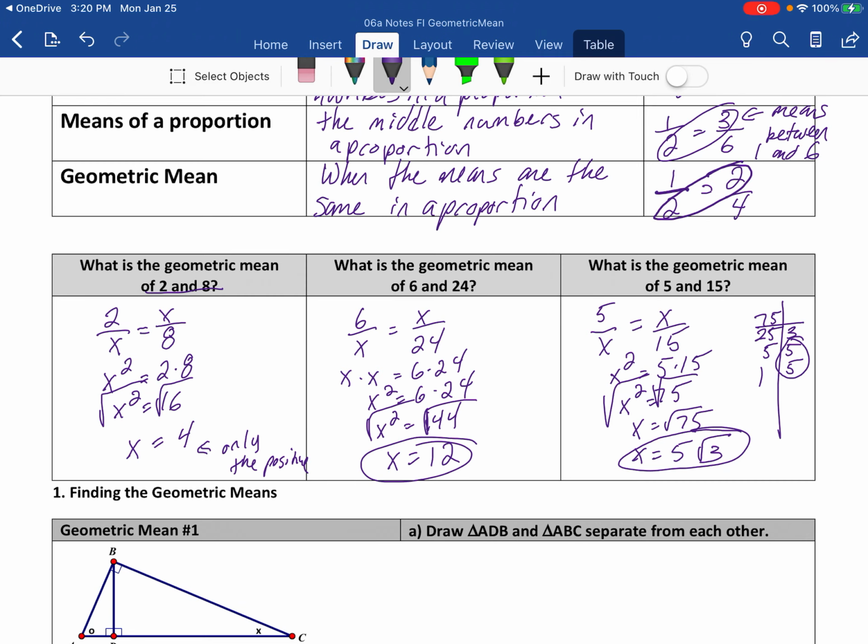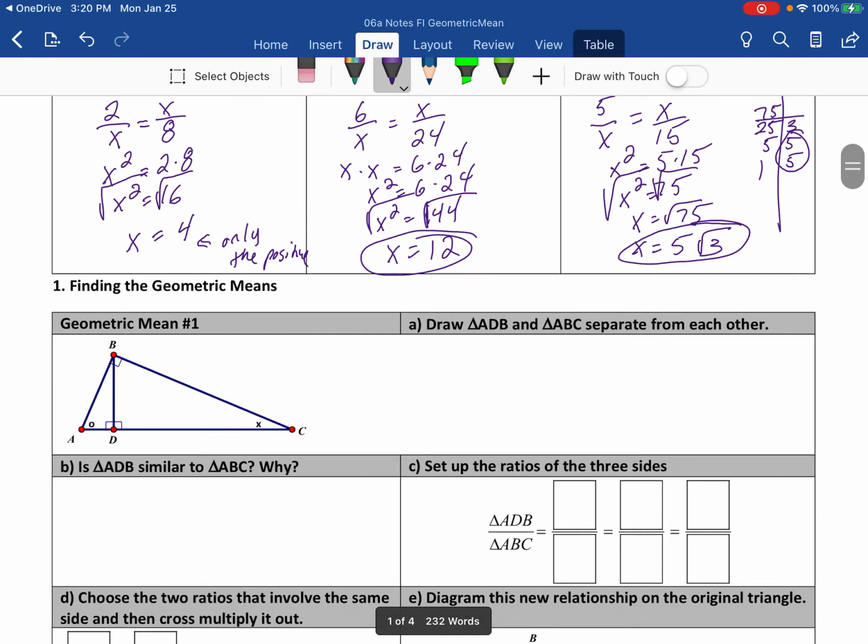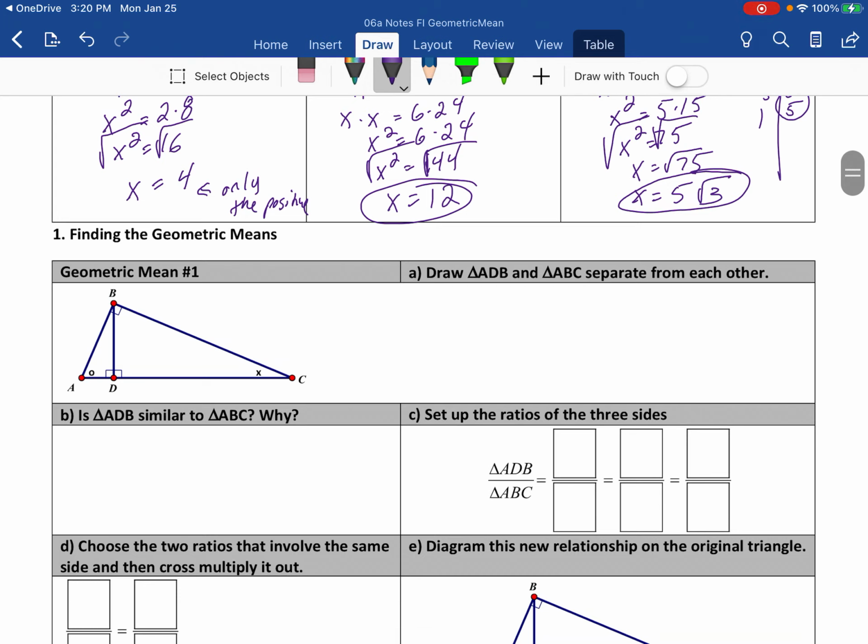Okay. Geometric mean also appears in other places. It appears in geometry. You may or may not see this with these, but we're going to talk about what is called my altitude to hypotenuse relationship. This right here is the altitude. This right here is, of course, my hypotenuse. And this is when you draw an altitude to the hypotenuse of a right triangle. We're going to talk about the triangles that are formed. And this actually is pretty important later on.